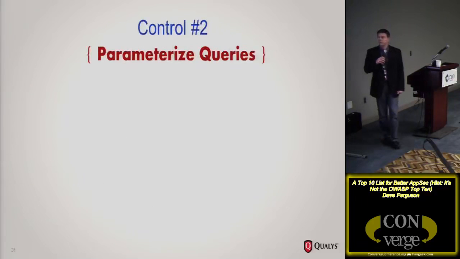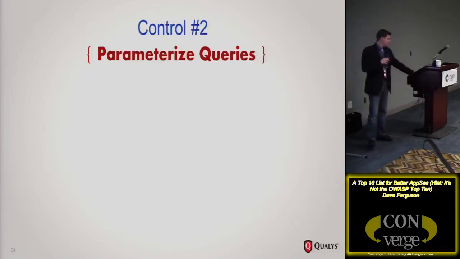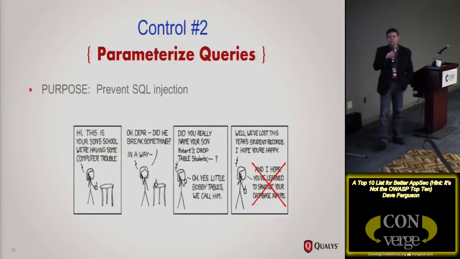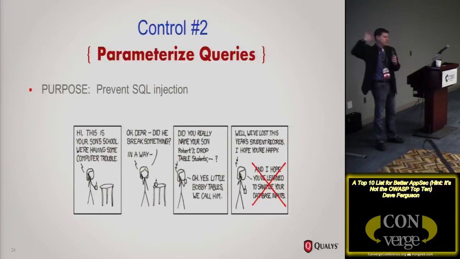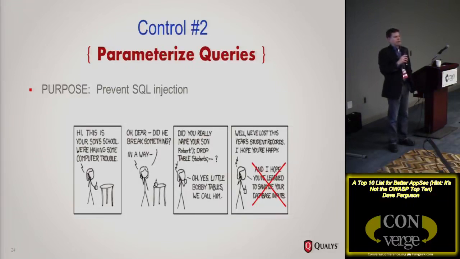All right, we're down to the top 2 now. We're up to control number 2, which is parameterized queries. And the purpose is to prevent SQL injection. I'm sure most of you have seen this comic from XKCD, the little Bobby Tables strip.